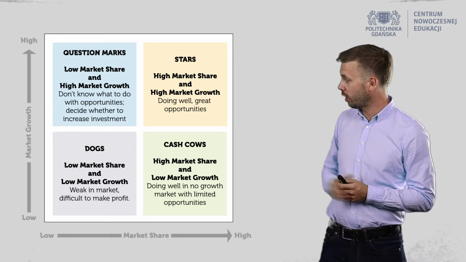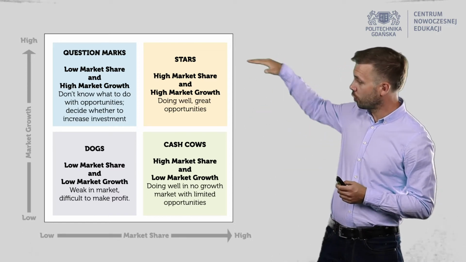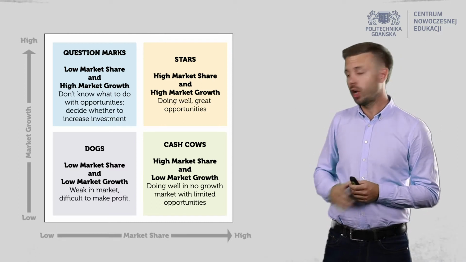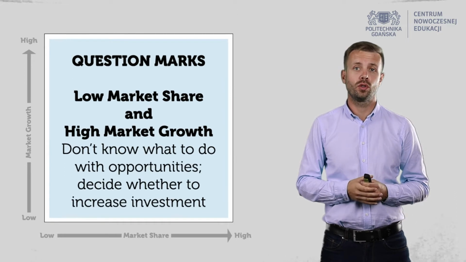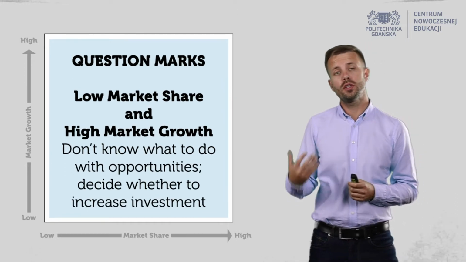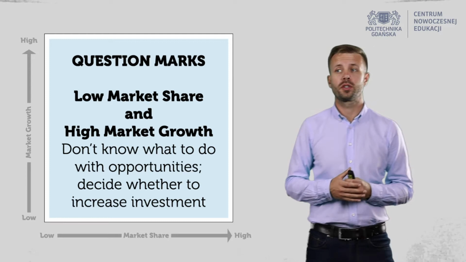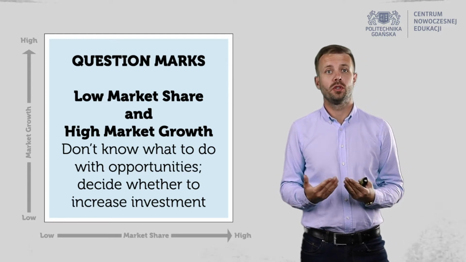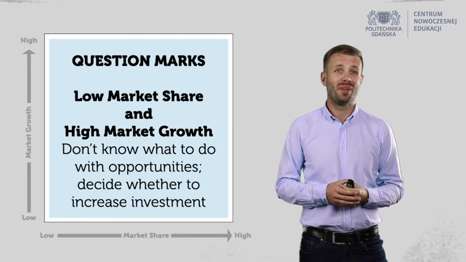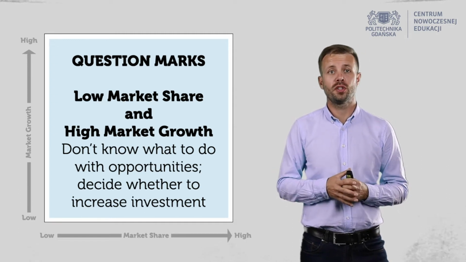Starting from the top left, you have the products with high market growth and a low market share. In there, we have the products which are called question marks. This describes the type of products in which we know that there's a huge potential in the market, but our current market share is pretty limited.